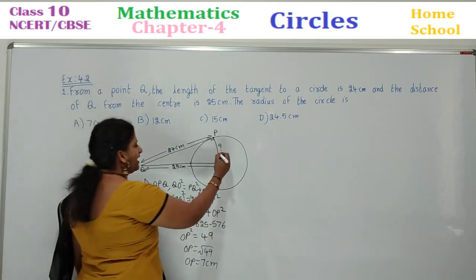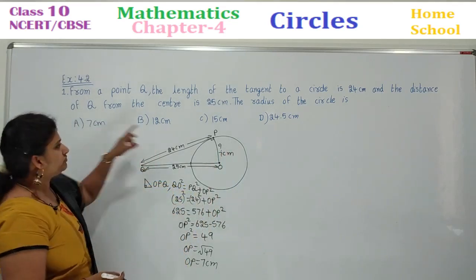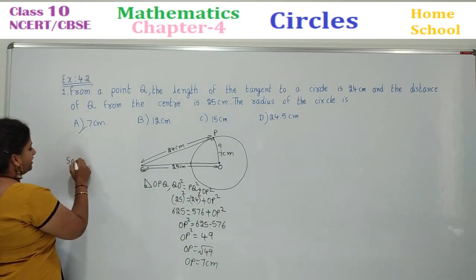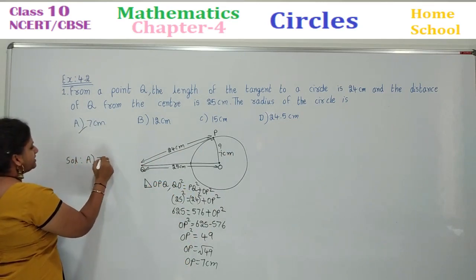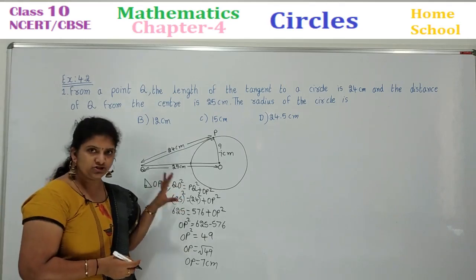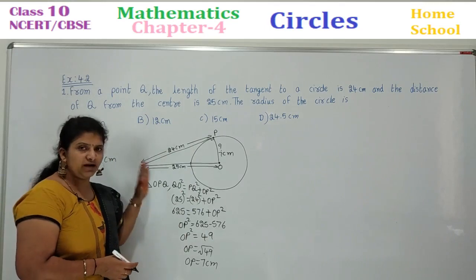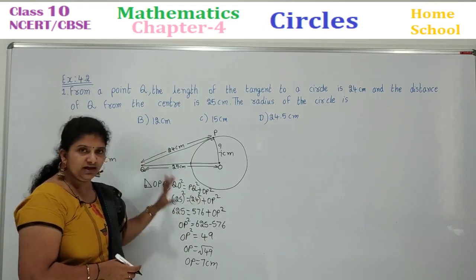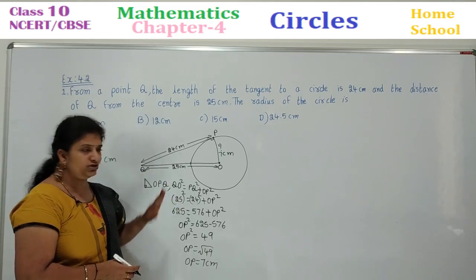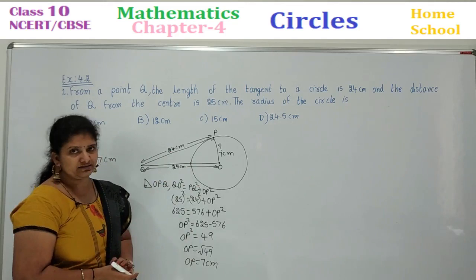OP is equal to 7 centimeters. What is the radius, children? The radius is 7 centimeters. Check the options. Which option is right? Option A. Therefore, the answer is A, 7 centimeters. Though it is a multiple choice question, you need to do all this groundwork. If they ask a multiple choice question, do this part in rough column. If they ask you a 1 mark or 2 marks question of this type, you have to draw the figure, solve and state the answer.